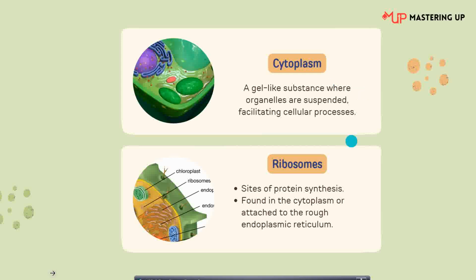It's a very important function. You will be asked it in many higher classes and examinations. What are ribosomes? Ribosomes are the site of protein synthesis. They are found in the cytoplasm or attached to the rough endoplasmic reticulum. This is also a major question. You will be asked where ribosomes are attached. Is it attached to the rough endoplasmic reticulum or the smooth one? So ribosomes are attached to the rough endoplasmic reticulum, and they are the site of protein synthesis.